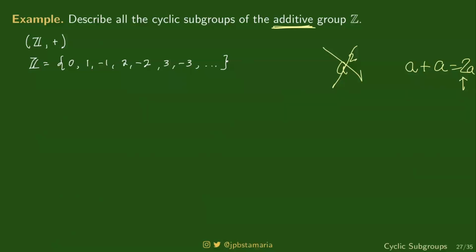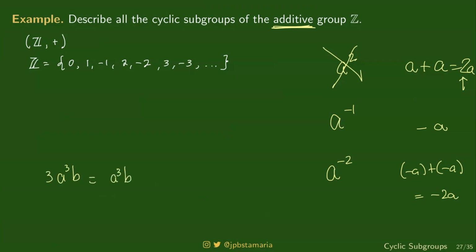Di ba? Instead of writing A inverse, sinusulat natin minus A. Instead of writing A to the negative 2, it's minus A plus minus A or minus 2A. Yun yung meaning niyan kapag nasa algebra ka. Kaya nga halimbawa meron kang A cube B, tapos may 3 ka dyan. Anong meaning niyan sa algebra? Sa algebra, ang meaning talaga niyan, tatlong A cube B.